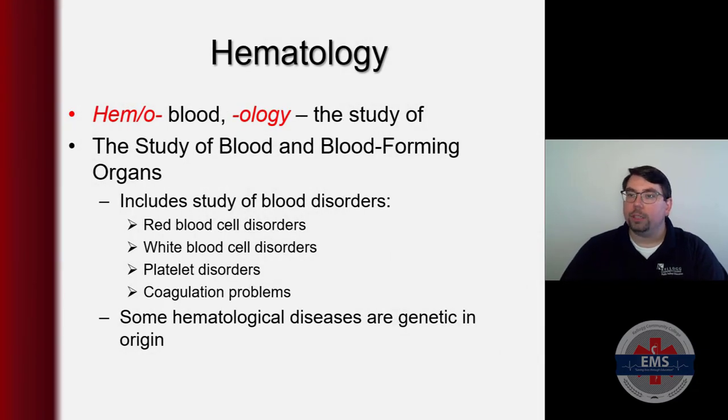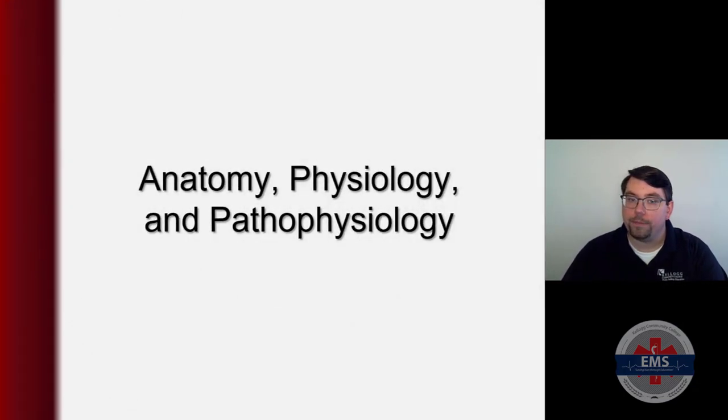When we think about hematology, we think about blood, right? Hemo meaning blood, ology meaning the study of. In this case, we're talking about the study of blood and blood-forming organs. This includes a multitude of disorders from red blood cell issues, white blood cell, platelets, and coagulation problems as well. We do know that some hematological diseases are genetic in origin as well, so they can get passed on from family members throughout the different generations.